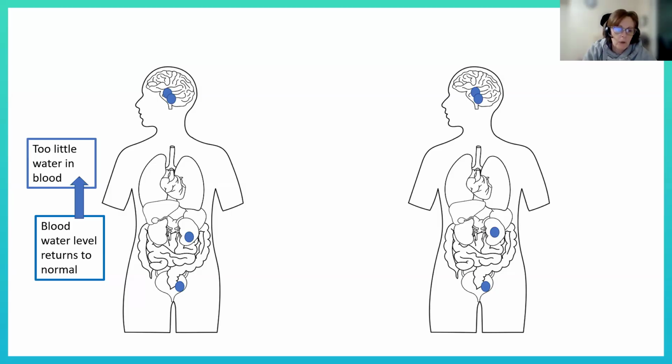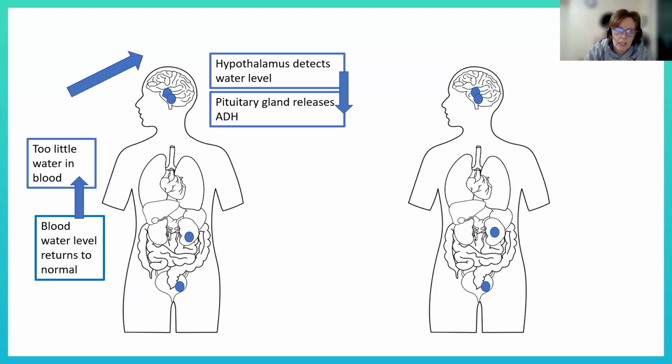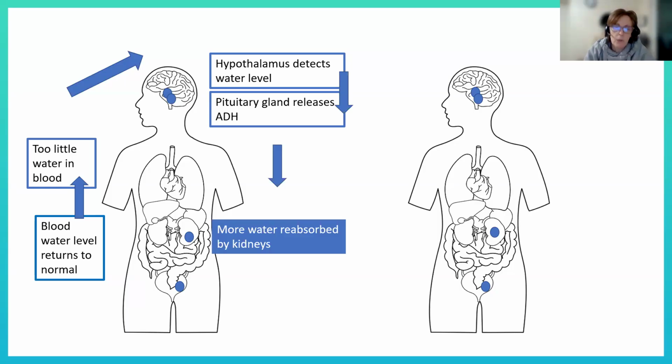So if we've got too little water in our blood, so perhaps we're not properly hydrated, haven't had a drink for a while, or maybe we've lost a load of water due to sweat because we've been exercising really hard or it's a hot day. What happens is the hypothalamus in the brain will detect that your water level is too low, and then it will send a message to the pituitary gland, which is also in the brain, and that releases a hormone called ADH. It stands for antidiuretic hormone, and that means more water will be reabsorbed in the kidneys. It's reabsorbed from the blood.